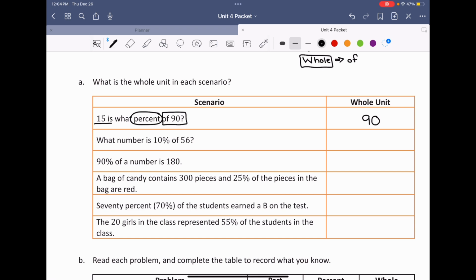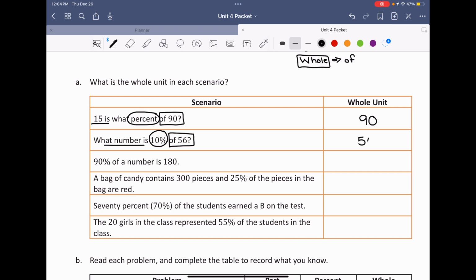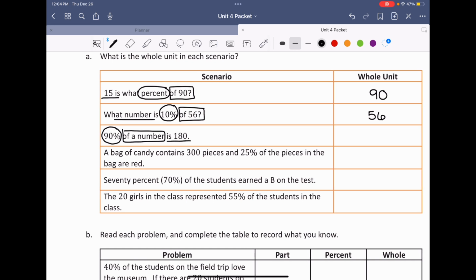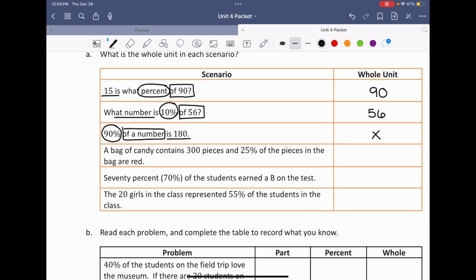What number is 10% of 56? So start with the percent, circle the percent, what number is, and of 56 would be my whole. Try the next one. It says 90% of a number is 180. All right, you should have circled 90% of the number, and is 180, so the number we don't know, we'll just say is X.